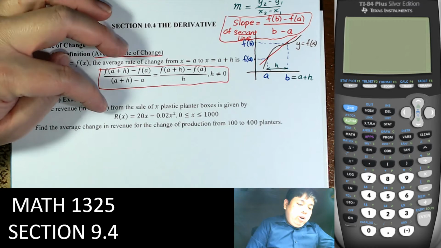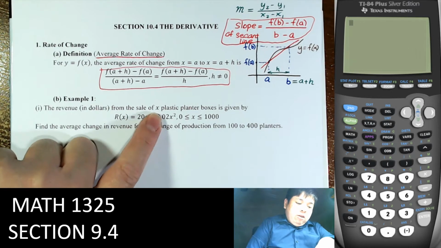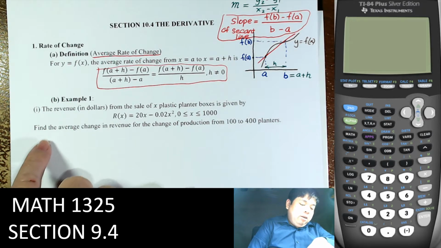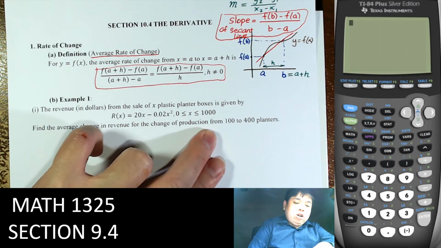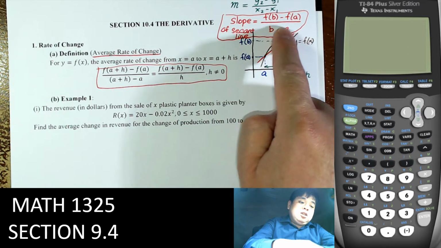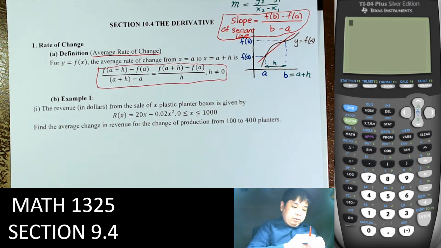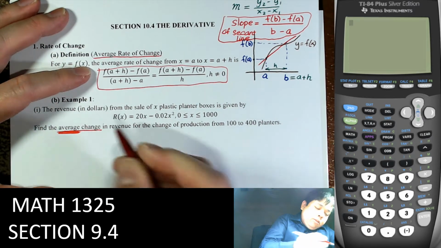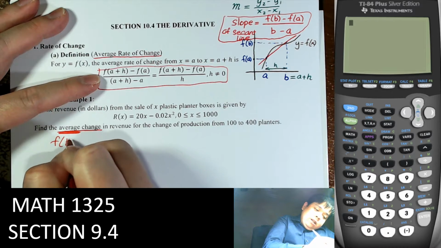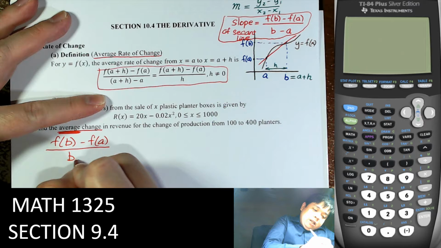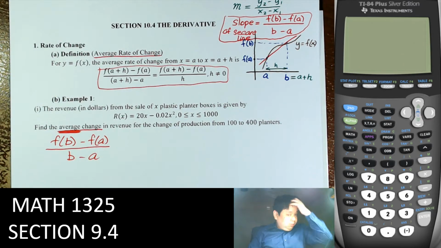The revenue from the sale of x plastic planter boxes is given by this. Find the average rate of change from production of 100 to 400. By the way, I prefer to just use that one if it is the average rate of change. So f of b minus f of a over b minus a.